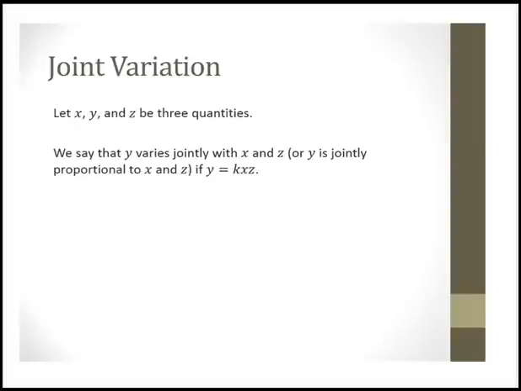Joint variation. Let x, y, and z be 3 quantities. We say that y varies jointly with x and z, or y is jointly proportional to x and z, if y equals k times x times z.